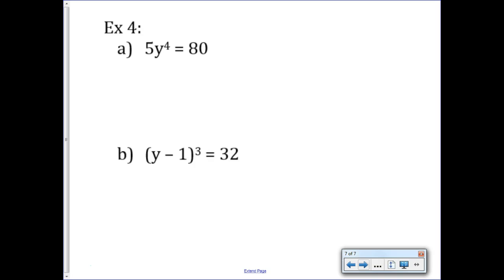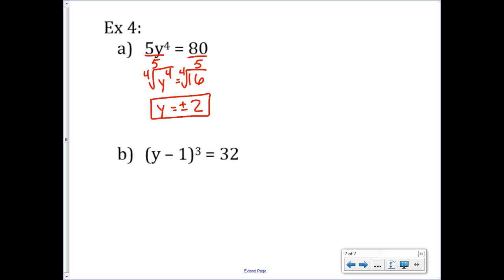So the first thing I'm going to do is try to get this y to the 4th by itself. So I divide both sides by 5. So I have y to the 4th is equal to 16. Then I'm going to take the 4th root of both sides to get rid of that 4th power. So the 4th root of 16 is 2, but since it's even, I need plus or minus because I could plug in negative 2 as well.